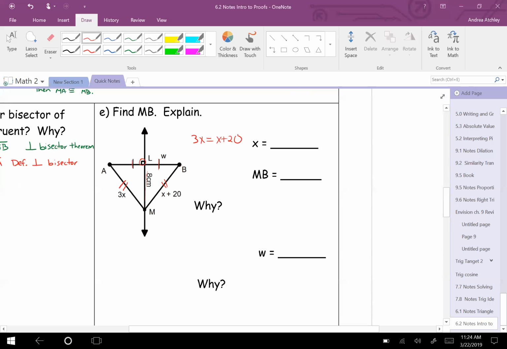And our reason why would be the perpendicular bisector theorem. Because the perpendicular bisector theorem says that a point on the perpendicular bisector will be equal distance to the endpoints. Now I'm going to solve that. I'm going to subtract x minus x. That gives me 2x equals 20. Divide by 2, and I get x equals 10.